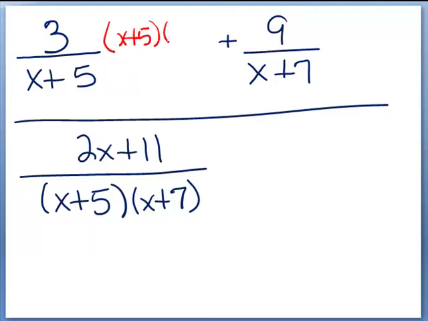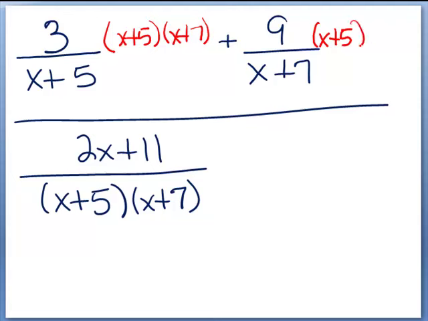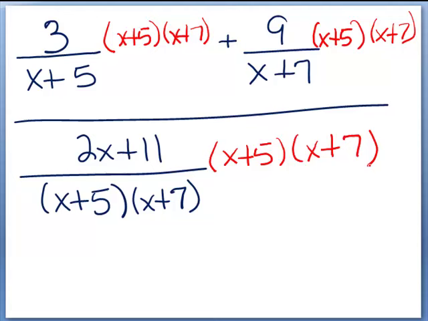x plus 5 times x plus 7, x plus 5 times x plus 7, and we're going to do that for the denominator as well, x plus 5 times x plus 7. Then we're going to take each term in the numerator and denominator, and divide out the denominators.